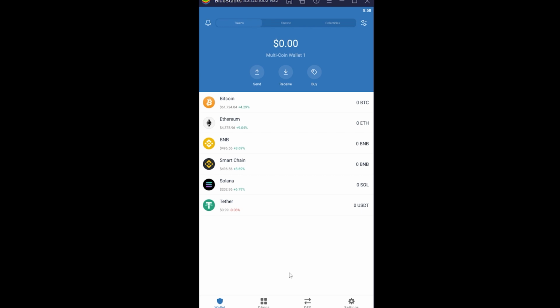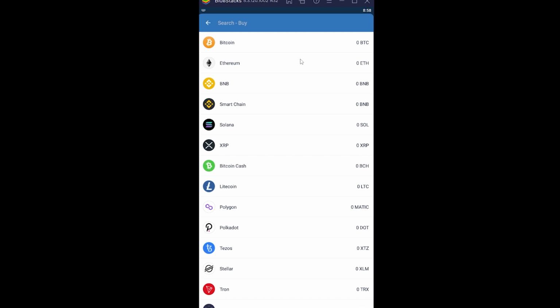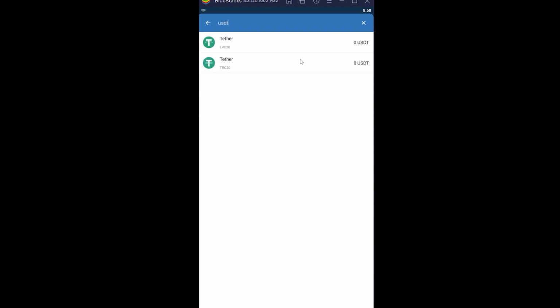So the process of buying Tether in Trust Wallet is you open Trust Wallet and go on Buy. Once you go on Buy, you want to search for Tether. Tether is also known as USDT, so don't get confused, USDT. After you write USDT, it's going to show you two Tether. Now, why is it showing you two Tether? Both of them are Tether, but one shows ERC20 and one shows TRC20.